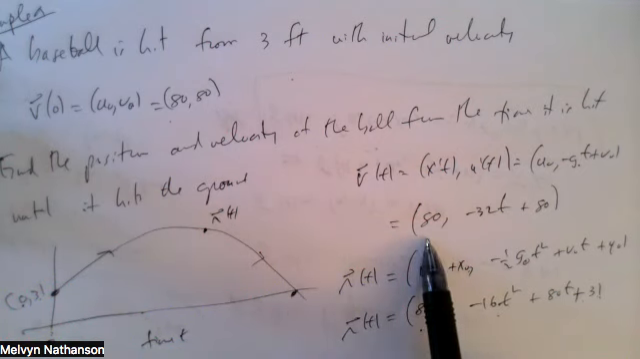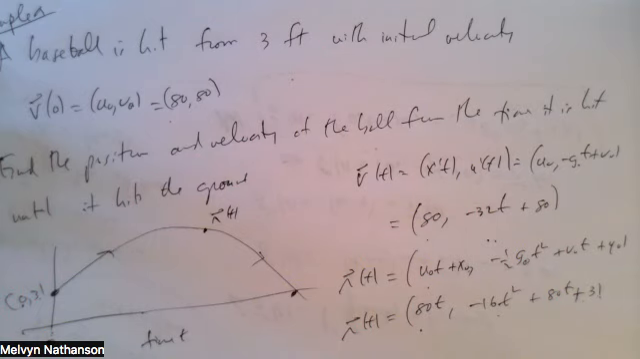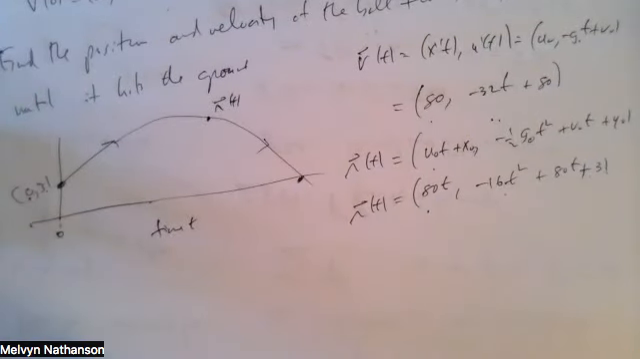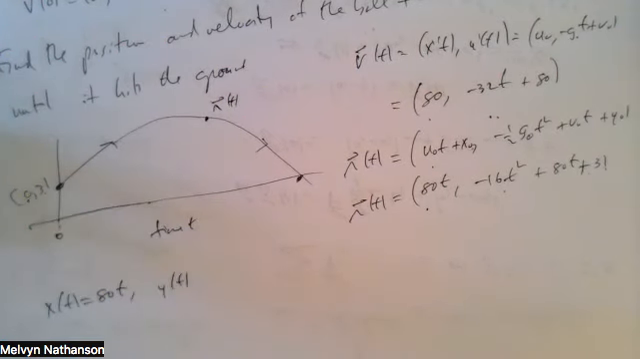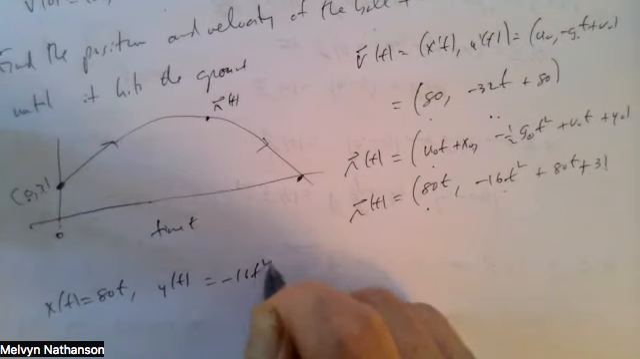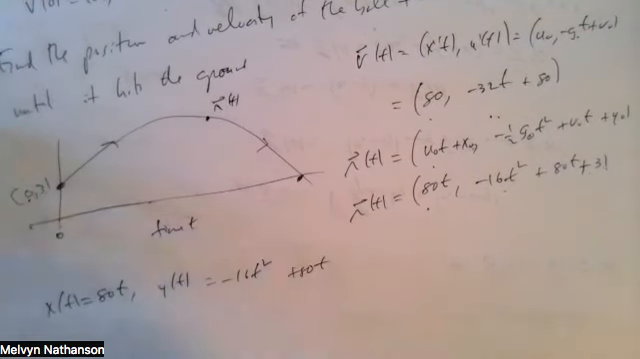And the derivative, again, is 80, minus 32t plus 80. So for this baseball, at any time t, x of t is 80t, and y of t is minus 16t squared plus 80t plus 3. Suppose we want a curve to express the trajectory of the ball. So we expect it to actually be a parabolic arc, and let's solve for y in terms of x.